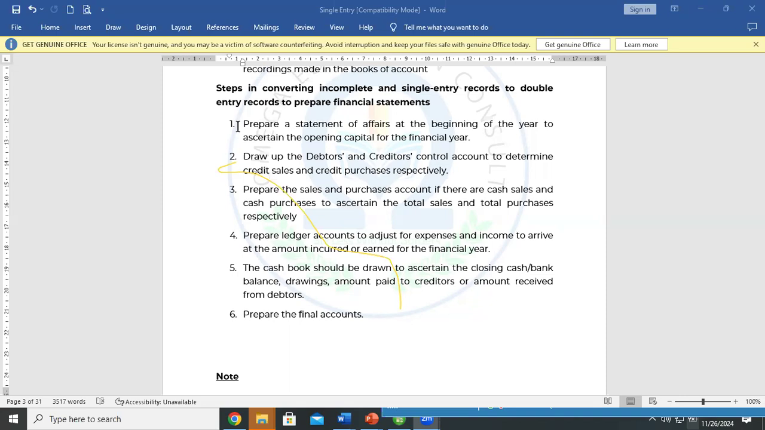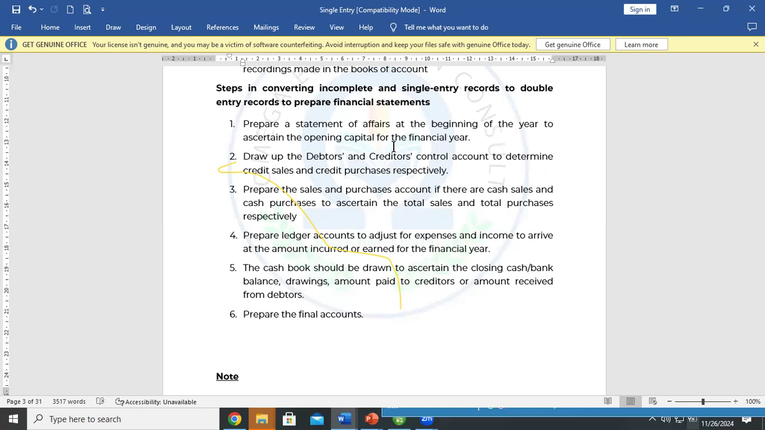Okay. So steps in converting incomplete and single entry records to double entry records: to ascertain the opening capital for the financial year. Thank you very much. Should I continue? We'll do it one by one. So as we read, we explain.